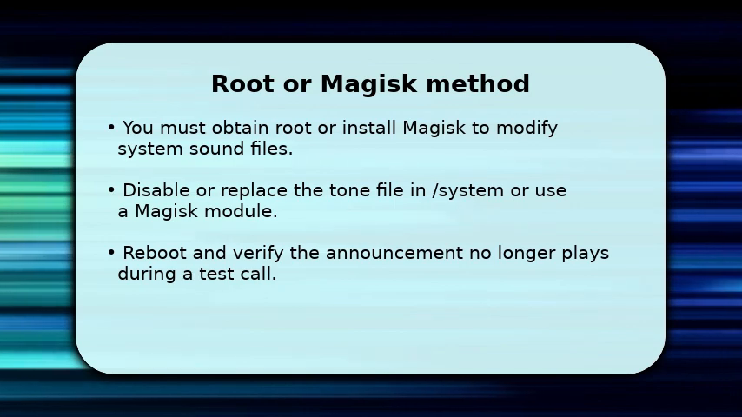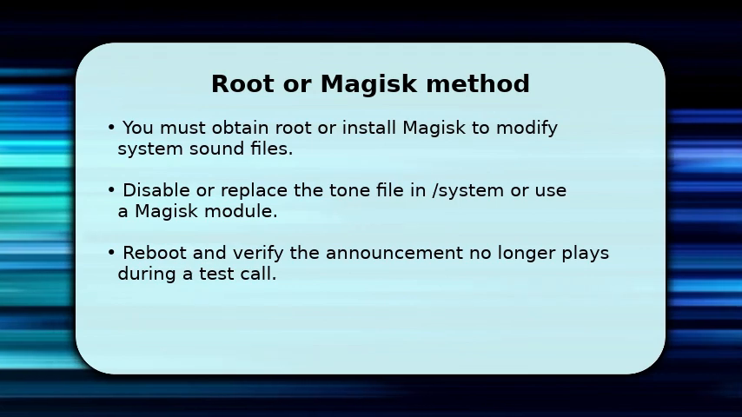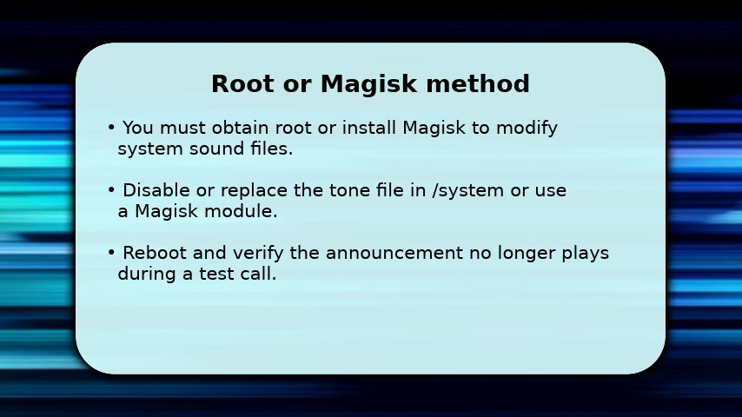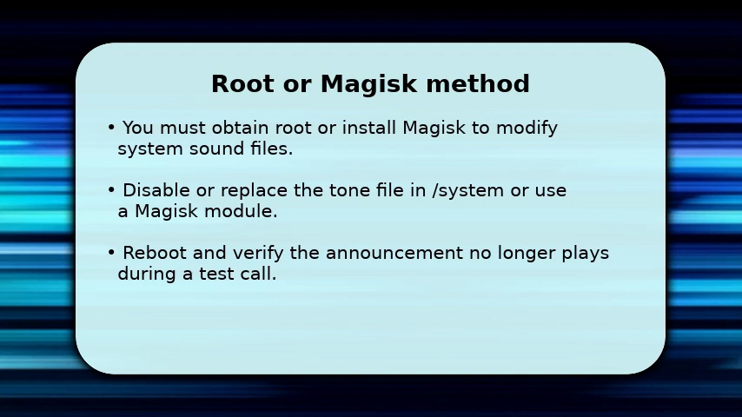Identify the tone file inside framework or telecom app resources, then disable or replace it with silence. Alternatively, use a trusted Magisk module that targets the announcement sound or telephony service. After installing changes, reboot the device and test on a local call to confirm removal before regular use.